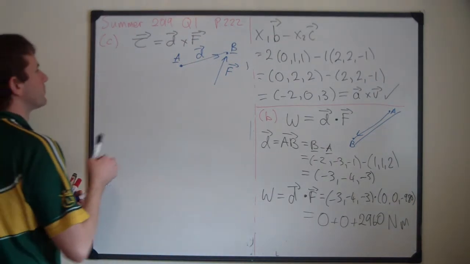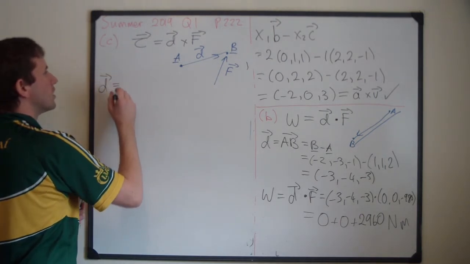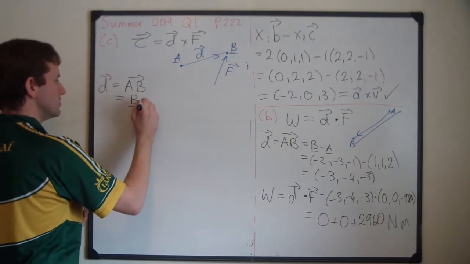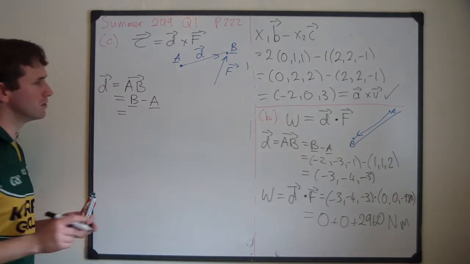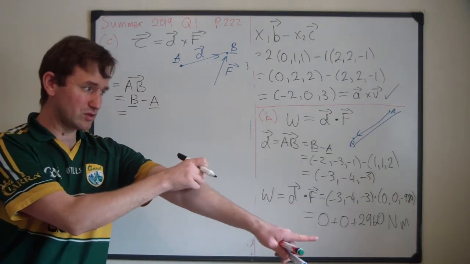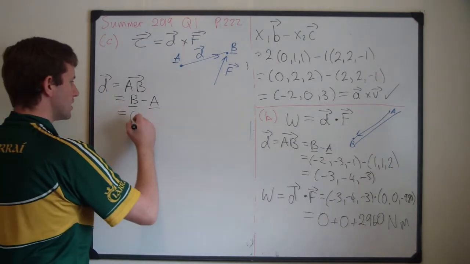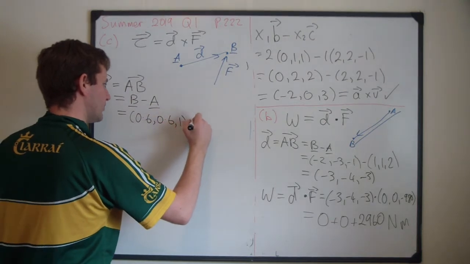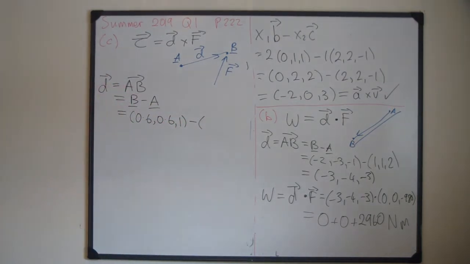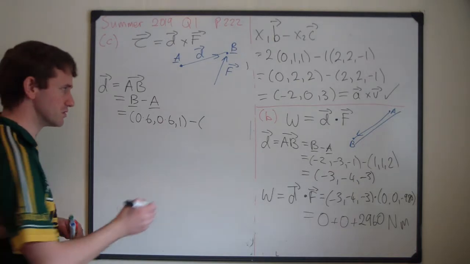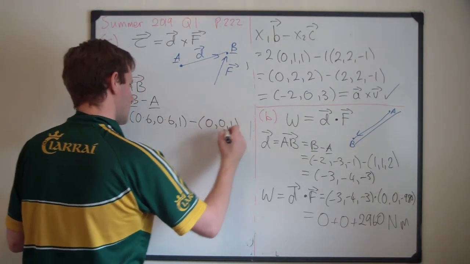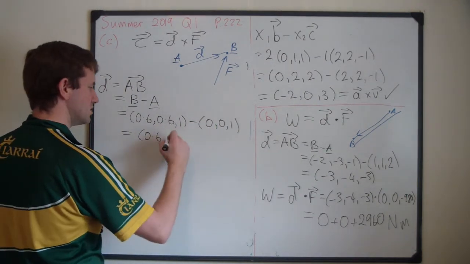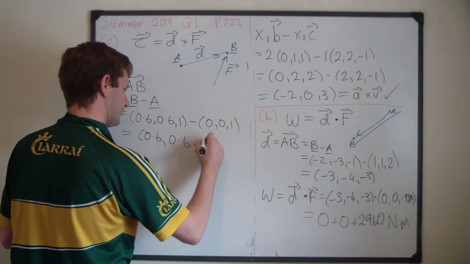In this question, A to B, which is B minus A. B, where the force acts, is where the doorknob is, which is given as (0.6, 0.6, 1). Take away A, which is the hinge, which is (0, 0, 1). And this looks like 0.6 minus 0 is 0.6, 0.6 minus 0 is 0.6, and 1 minus 1 is 0.